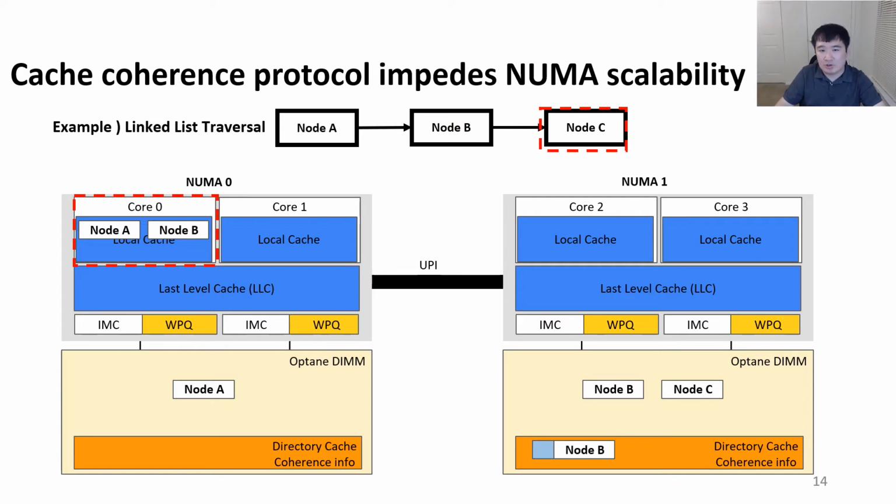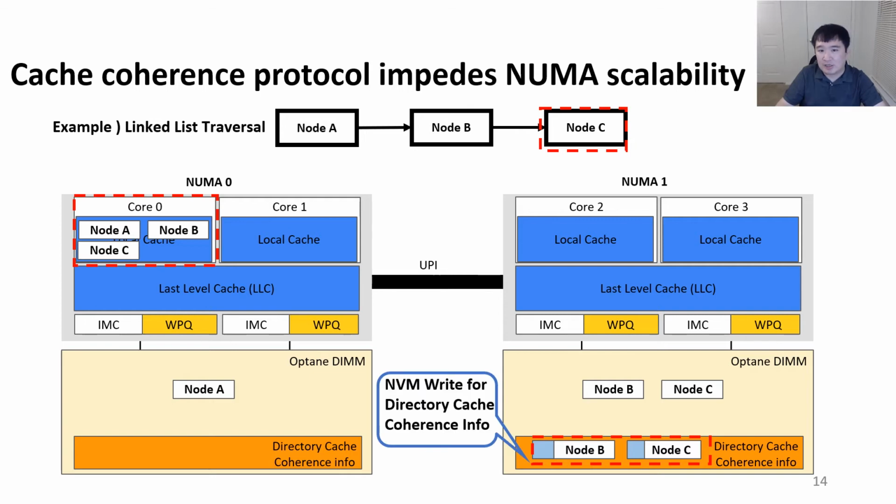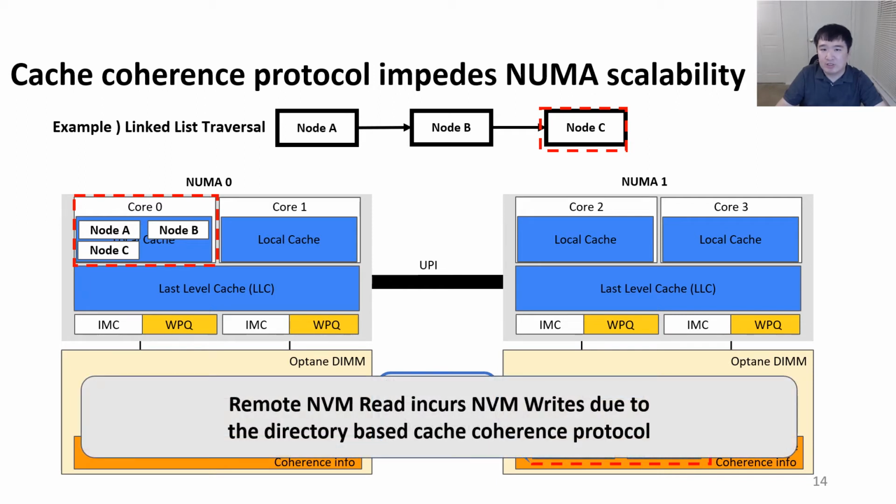When core 0 reaches node C, core 0 copies node C from NUMA 1's NVM space. Similar to node B, the copy of node C incurs the directory cache coherence information update. The problem is that the directory cache coherence information is stored in 3D XPoint media. So the directory cache coherence information update incurs NVM writes, which are harmful to the limited NVM bandwidth.